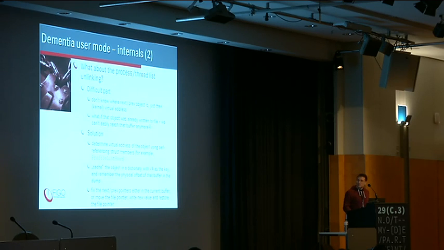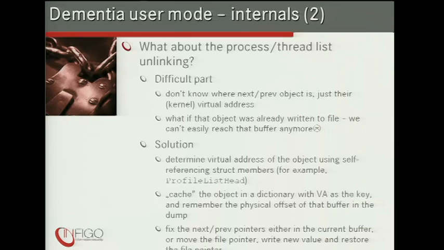My solution is the following. Regarding the virtual addresses, to determine the virtual address of an object, I use self-referencing members inside the EPROCESS block. For example, there are lots of lists inside the EPROCESS block that are rarely used, and if the list is empty, it points back to itself. So by subtracting the offset of the list from the value, you actually get the virtual address of your EPROCESS block. I do it also for the threads, and I don't need to do it for the connections.